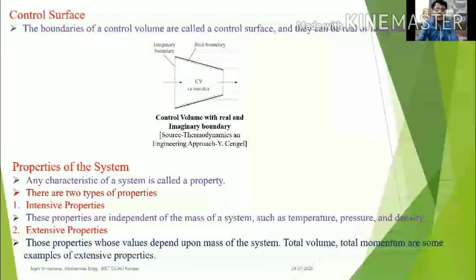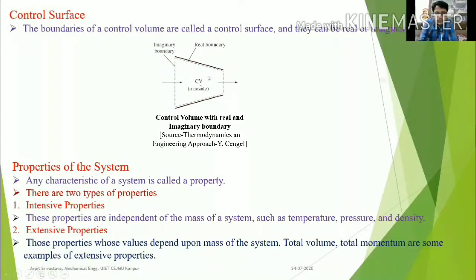Now we move towards control surface. So again, we take an example of a nozzle. A nozzle is a device which increases the velocity of the flow. So we can see here a figure of a nozzle, in which this is real boundary 1, this is real boundary 2, and this is the pipe side, and this is the exhaust side. Okay, so we can see that all the parameters of flow are changing inside this region. So that's why we can say this region which lies inside these boundaries is called the system.